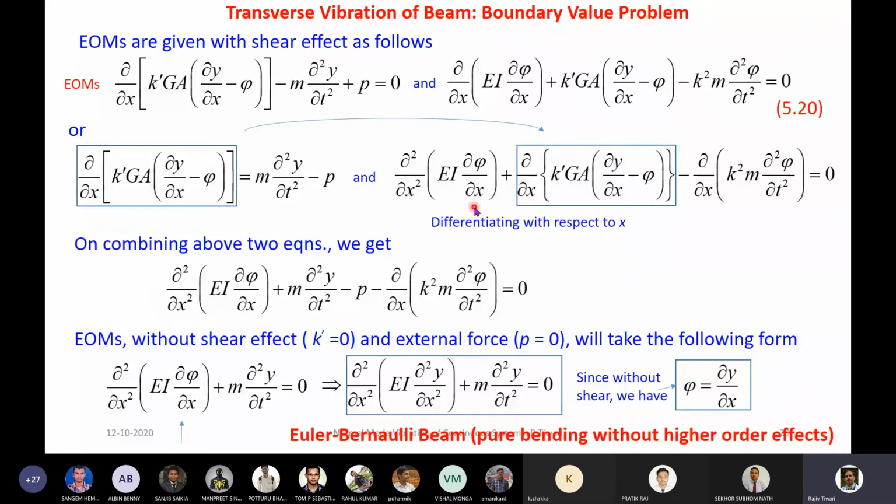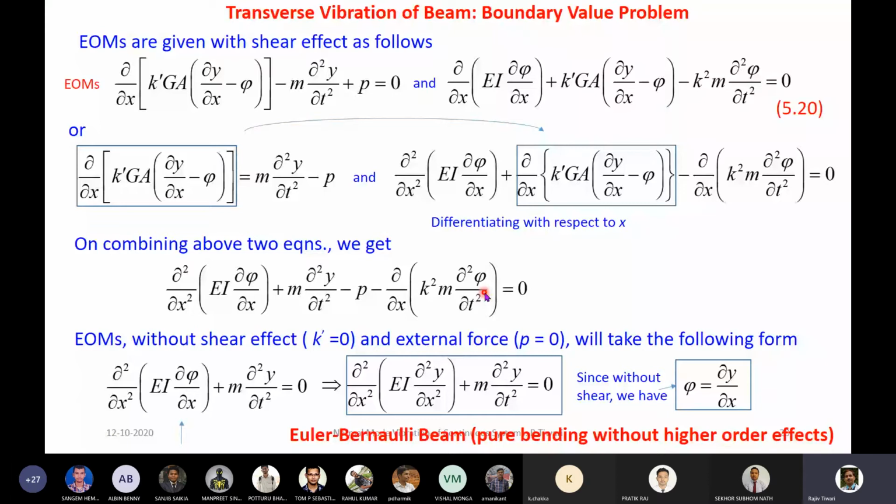There is no simplification till now that we have done here. We have just combined these two equations. If you see the order of differentiation of this, phi is related with y like this. So in effect, this is a fourth order differentiation. But let us simplify this, then things will be more clear.